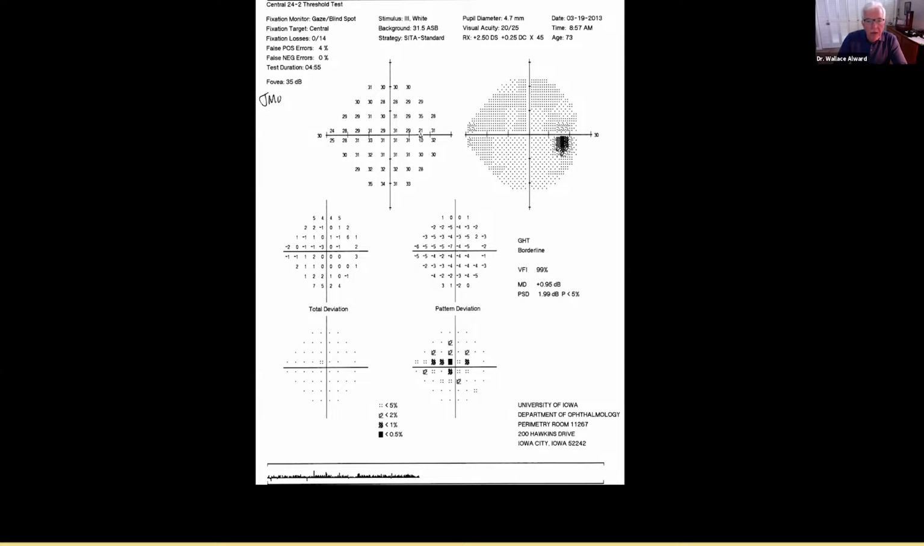This is a more common thing to see. There's no whiteness here. It doesn't look that bad. There's only 4% false positive, but this disconnect should really make you think that this is a very suspect field. These are the kind of fields that I'll show my residents from across the room and say, tell me what this field is showing. And hopefully they'll say false positives. This is someone who has a lot of false positives.